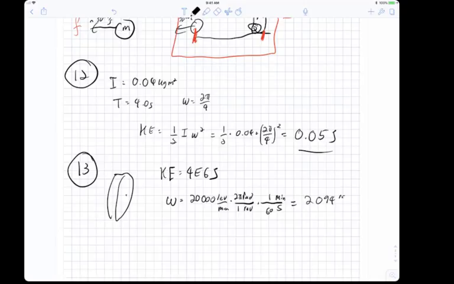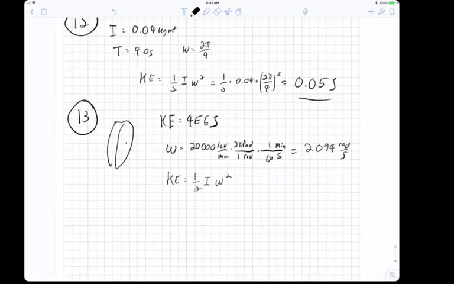2094 radians per second. So the kinetic energy is 1/2 I omega squared. And so the value of I is equal to 4e6 times 2 divided by 2094 squared, which is 1.82 kilogram meter squared.